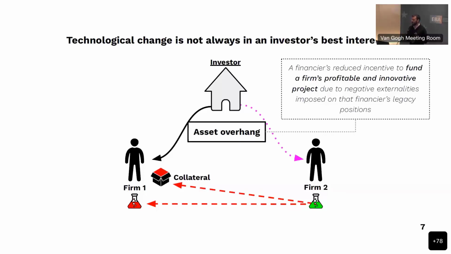Ultimately, what we care about is the fact that firm 2 does find funding. So maybe this bank 1 has this asset overhang, but maybe there's another bank out there that doesn't face it. What we care about in the end is what happens at the aggregate level. So you can move on to the next slide.